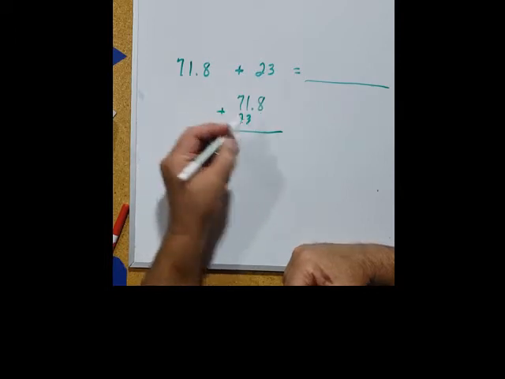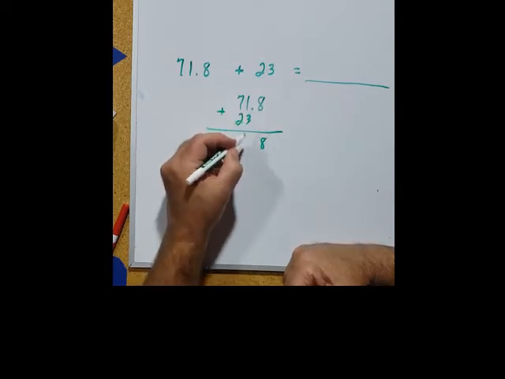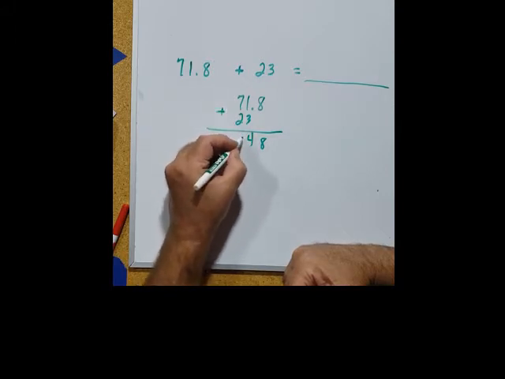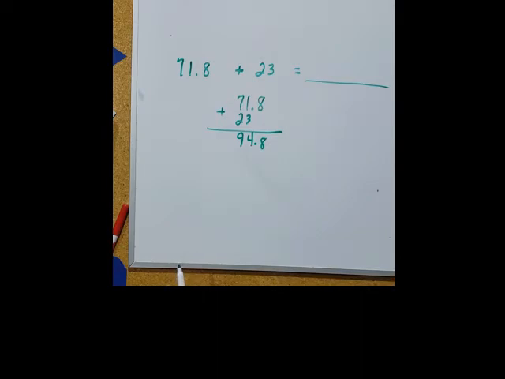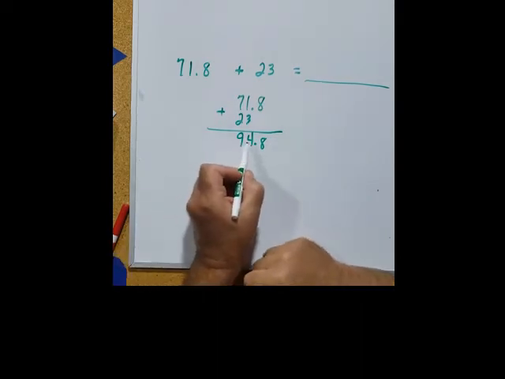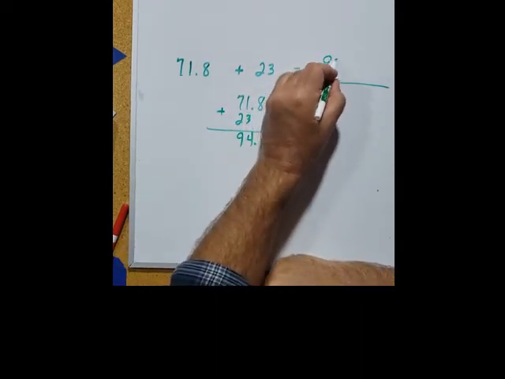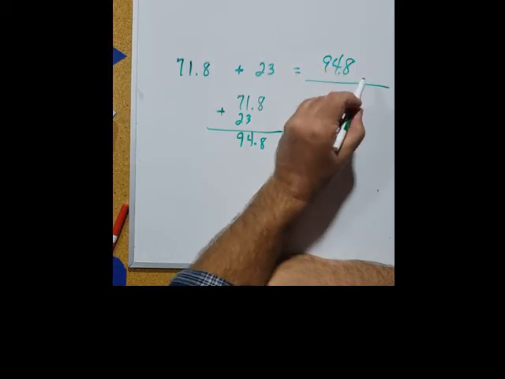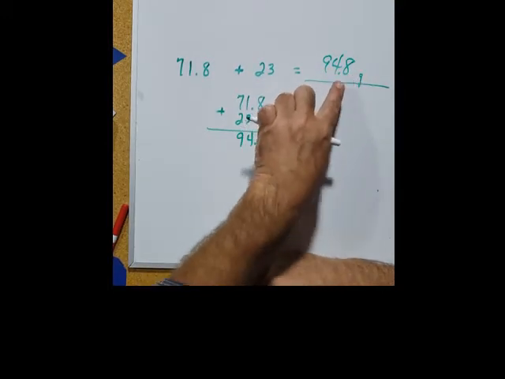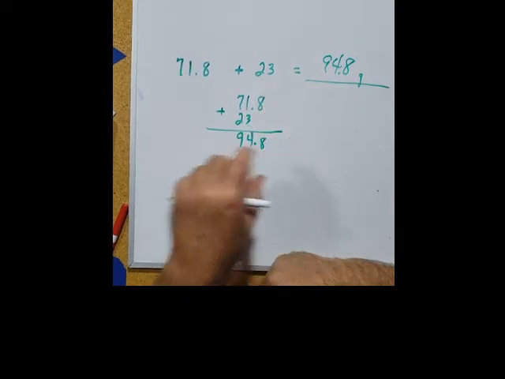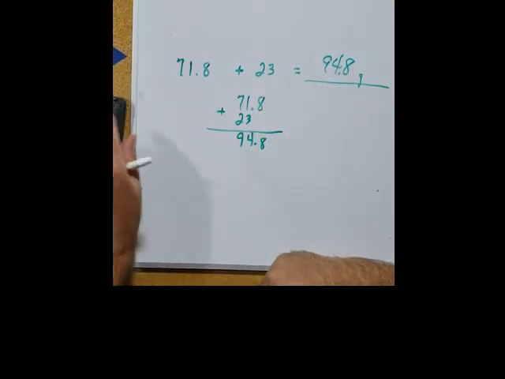Right? 8 and nothing is 8. Right? 1 and 3 is 4. 7 and 2 is 9. And of course, you just drop the decimal point down in between the 4 and the 8 here. So my answer is 94.8. And that would be grams. But is that a correct number of sig digs in the answer? And in this case, the answer is no.